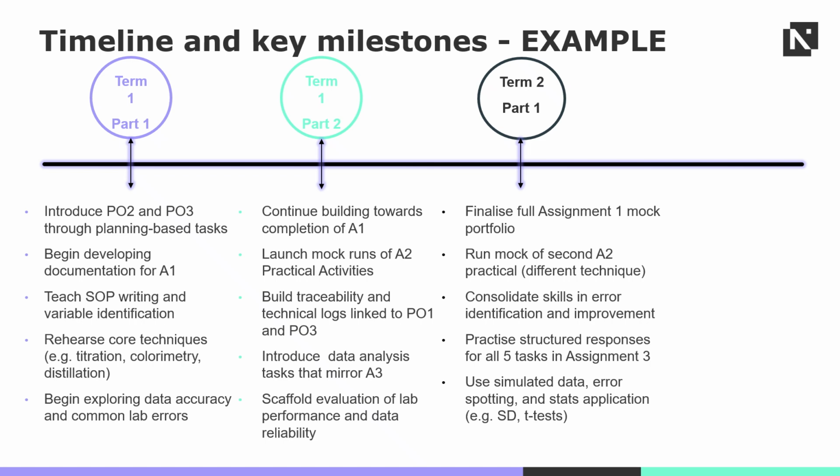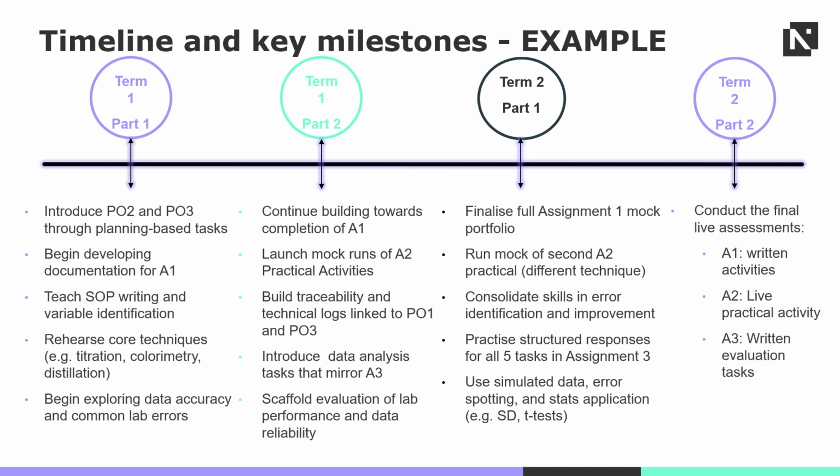In Term 2, Part 1, we aim to complete and finalise preparation for the A1 written assessment. This is also the window for running full mock versions of both A2 practicals, including Part A and B, under observation using checklists. We also begin explicit preparation for Assignment 3 here by rehearsing structured written responses for all 5 tasks, including evaluating accuracy, identifying error types, and suggesting improvements. We can also use mock datasets and statistical tools like standard deviation and t-test explanations to give learners confidence with the data handling elements.